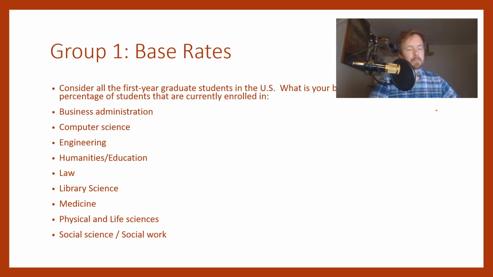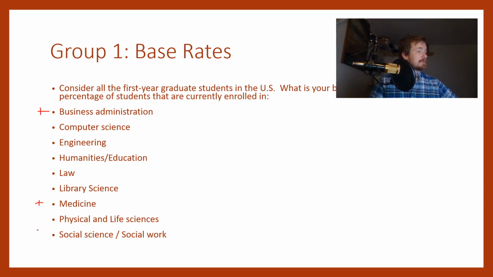Usually whenever I do this in the classroom, people will say that the most frequent of these are going to be business administration, maybe medicine, maybe social science / social work, and also education. So those are usually the ones that are the highest. The ones that rank among the lowest are generally going to be library science, physical sciences, computer science and engineering. Those are usually the ones that are lower. So just keep that in mind.